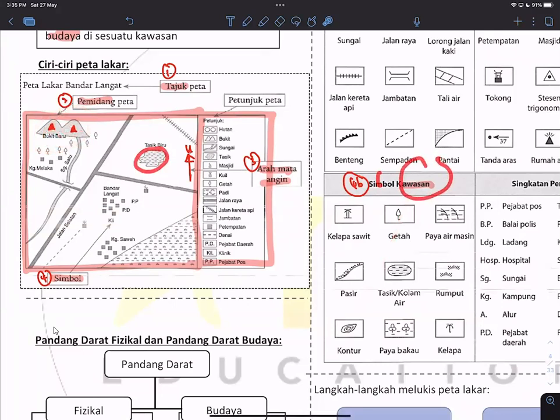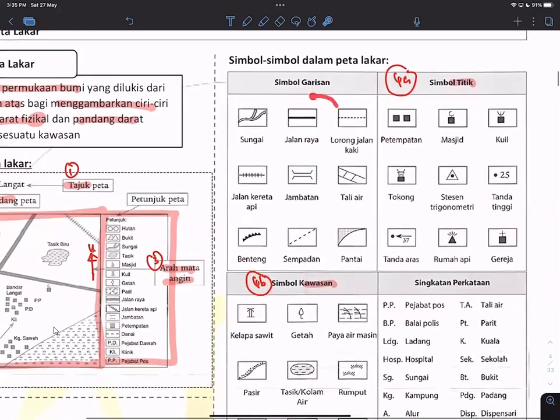Tasik, one large area. Padi, one large area. So what about the jalan kereta api and the jalan raya? They are not kawasan, large area, because they are shown as a line. So jalan raya, sungai, jambatan, this lorong, and this landasan kereta api are all symbol garisan. So this is your 4C, the third type of symbol to show lining, straight line or garisan melengkung, or painting. Yeah, these are all symbol garisan.